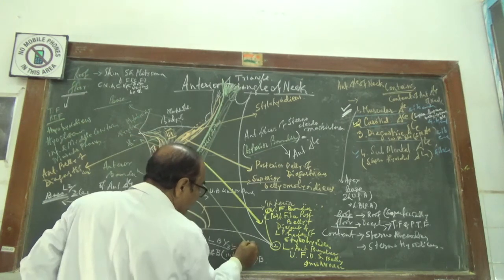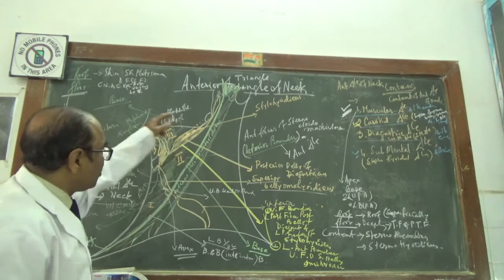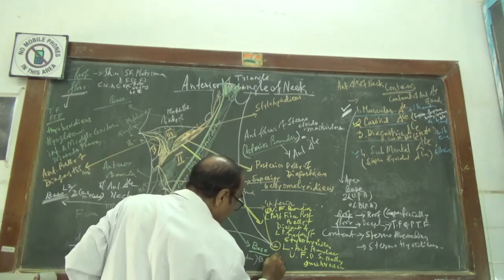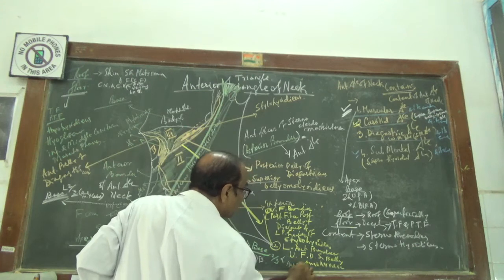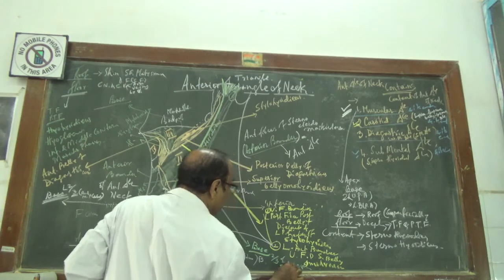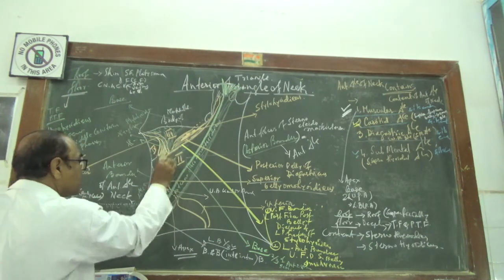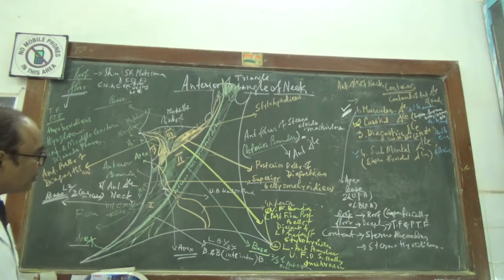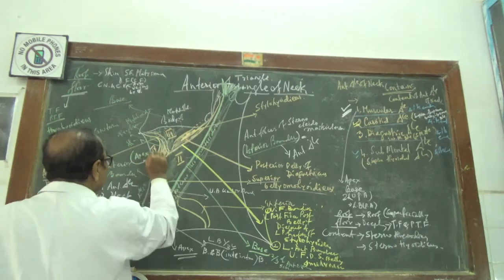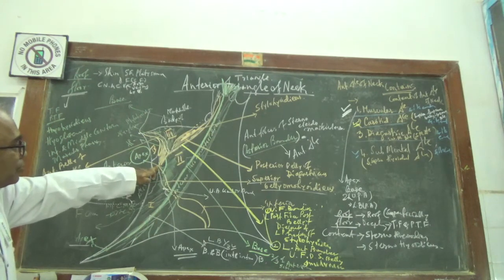Then the base of this carotid triangle is formed by the upper two-thirds of the anterior border, or fibers, of sternocleidomastoideus. So this is the base. Now the apex is the one which will be directed forwards and towards medially.